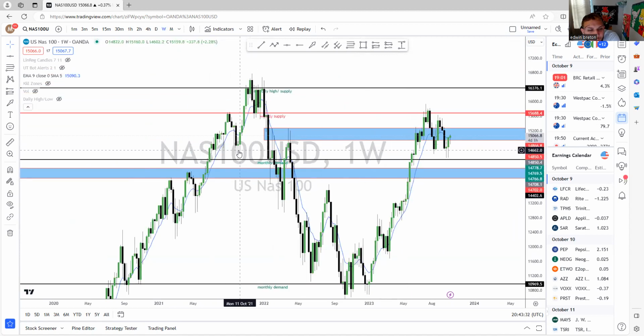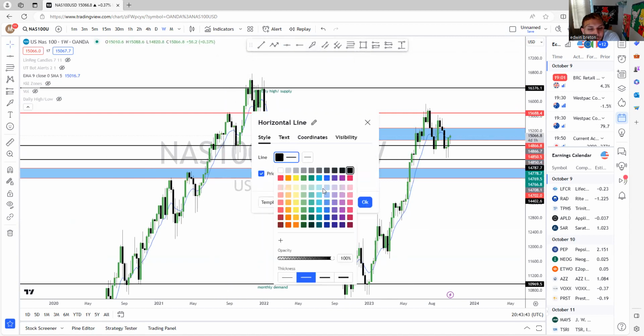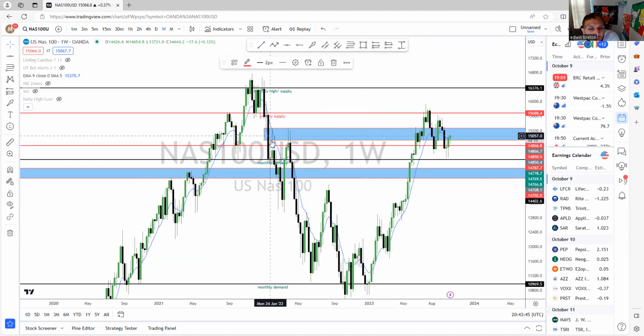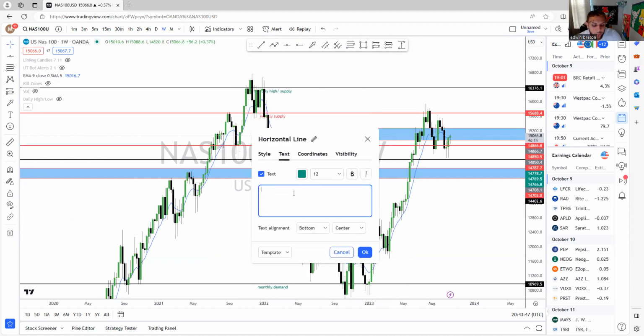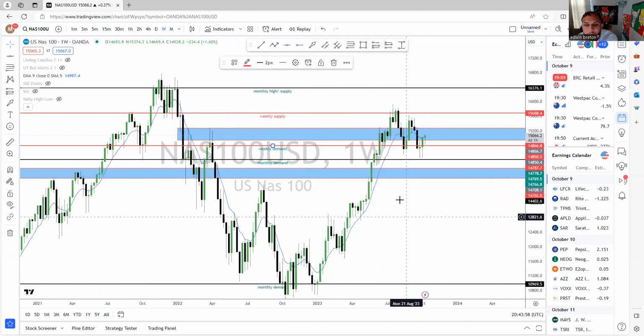And then I do see a bounce level here at 14,688. So I'm gonna put a bounce level here so we can see. I'm gonna change this to red. I'll put this red for my weekly and type in weekly demand. So we have a monthly high, a monthly demand, a weekly demand and a weekly supply. As long as we keep trading above this, I'm looking for longs. Come trading under this, I'm looking for shorts.